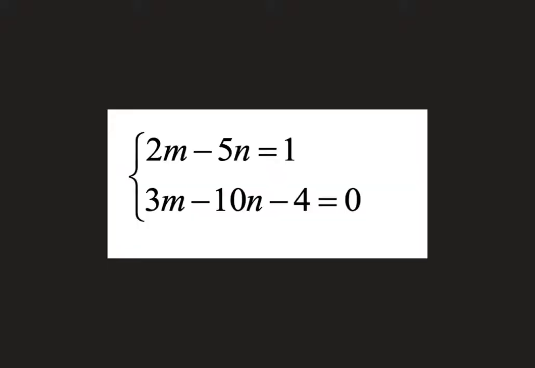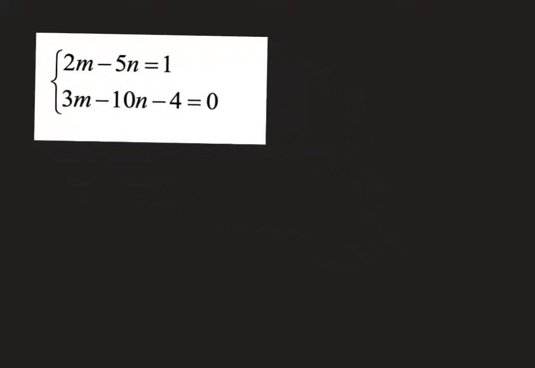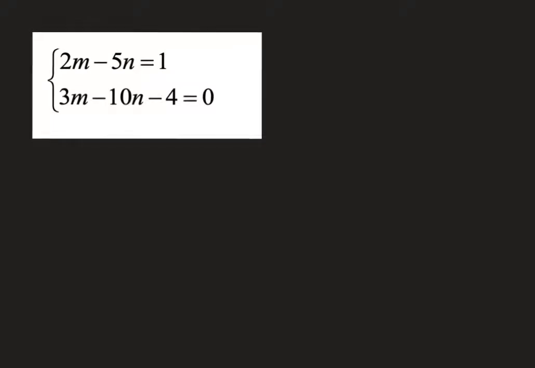The first example, this one. In this example, it's better to use the method of elimination to solve the simultaneous equations. I call this one equation 1 and this one equation 2. The reason I use elimination is that if we try to change m or n into the subject from either equation 1 or 2, it will involve fractions.